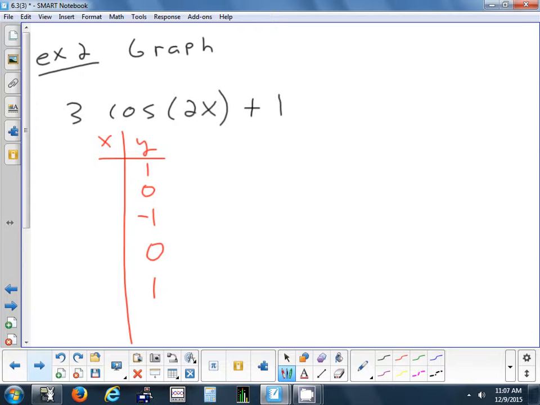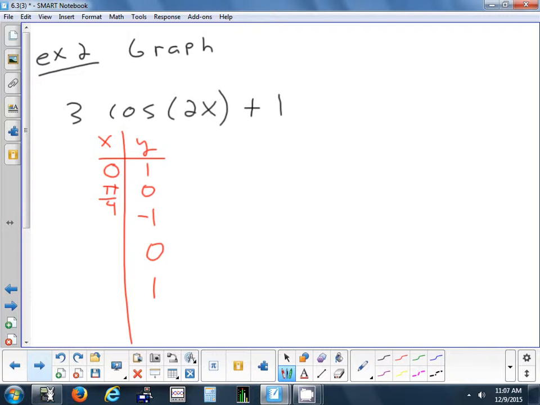All right. And now x values. How do we use that 2 to figure out my x values? Yeah, we're going to divide all the original x values by 2. So my first original x is 0. Divide by 2, and it stays 0. Okay, what's my next x value? It would have been pi over 2, but if you take half of it, it's pi over 4.